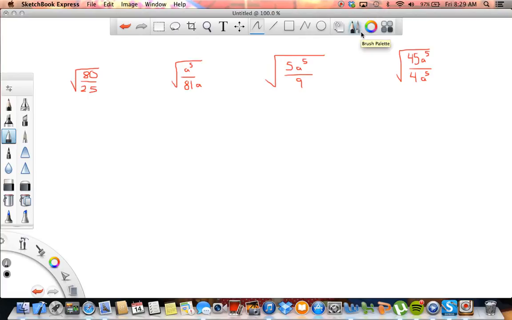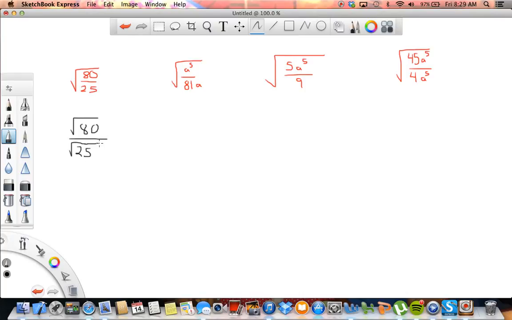Alright, so now I've got numbers 5 through 8 up here, and so let's go ahead and start working these out. These are a little bit more complicated, and I'll show you why here in just a second. So this first one, this is number 5, by the way, on page 3. You've got the square root of 80 over 25. Well, let's go ahead and separate that into two different radicals. So square root of 80 over square root of 25.